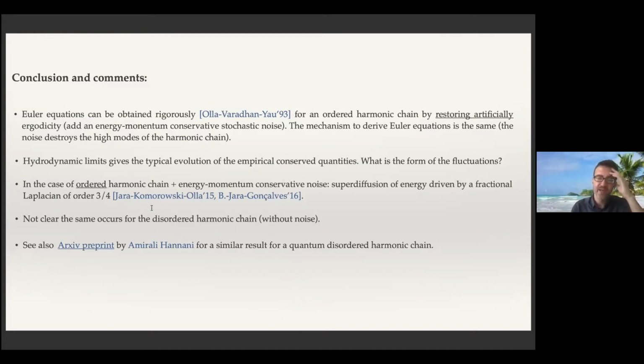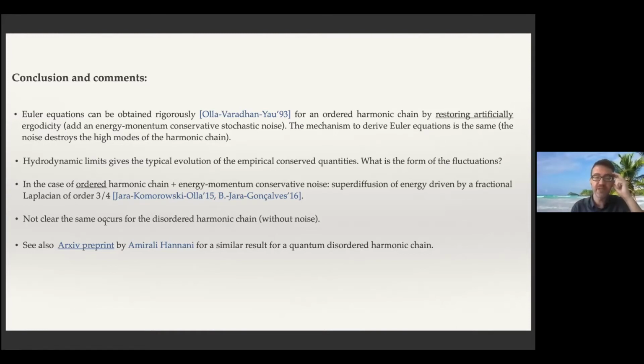And so a natural question is whether this also happens in the case of the disordered harmonic chain. Are the fluctuations also given by some fractional Laplacian of order 3/4, or is it something different? Because the Euler equations are the same, and the mechanism is almost the same. The noise in the case of the ordered harmonic chain was destroying the high modes, and in the case where you have random masses, it is also the destruction of the high modes.